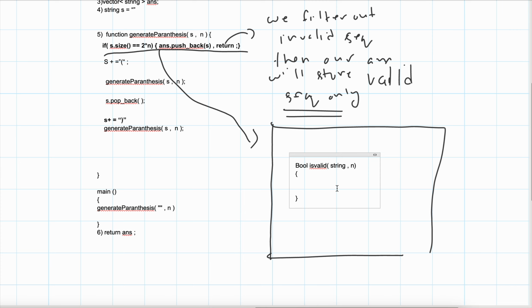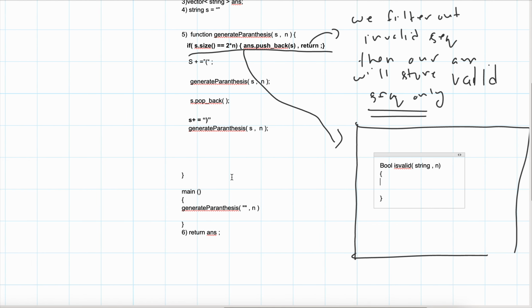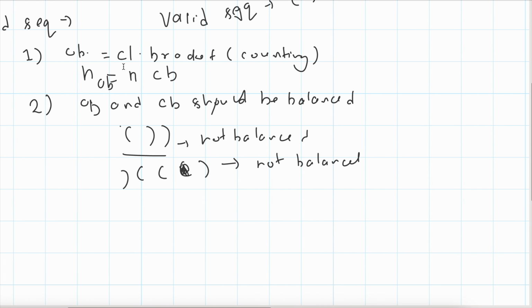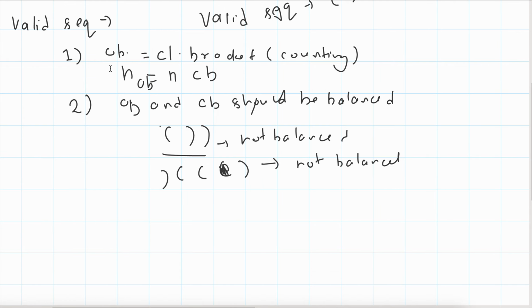We have written down the conditions. So we will check these conditions on that string. If the opening bracket and closing bracket counting is the same, then we will check whether the opening and closing brackets are balanced or not. If both conditions are followed, then we will say it is a valid sequence. Store it, otherwise don't store it.